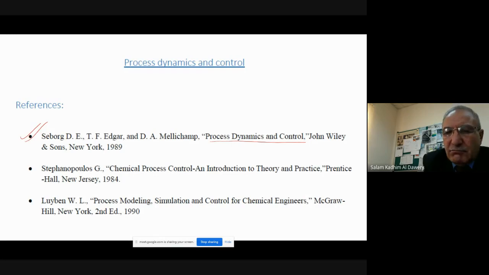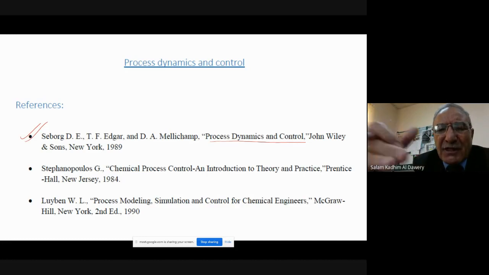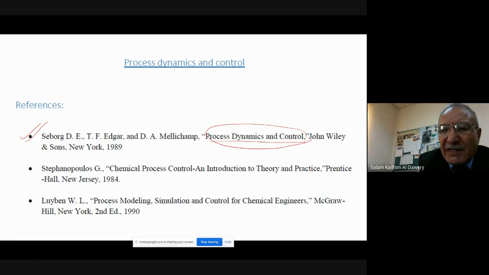Other topics are there too: one by Stephanopoulos, and the other one by Luyben, Process Modeling, Simulation and Control for Chemical Engineers. And there are around five additional books relating to process dynamics and control. They have different titles, but all of them are related to process dynamics and control.